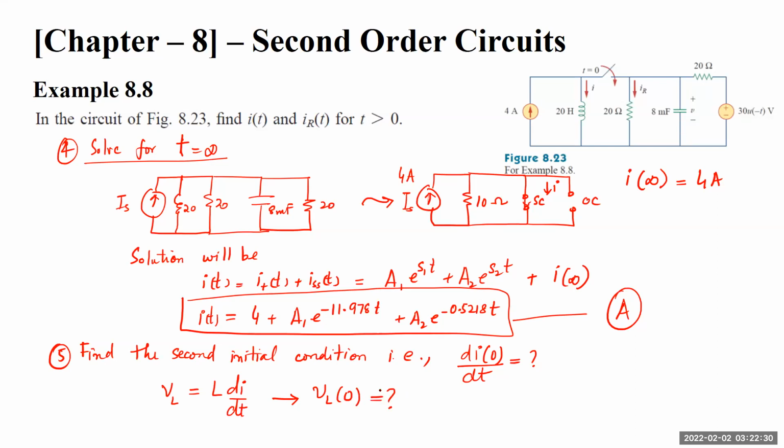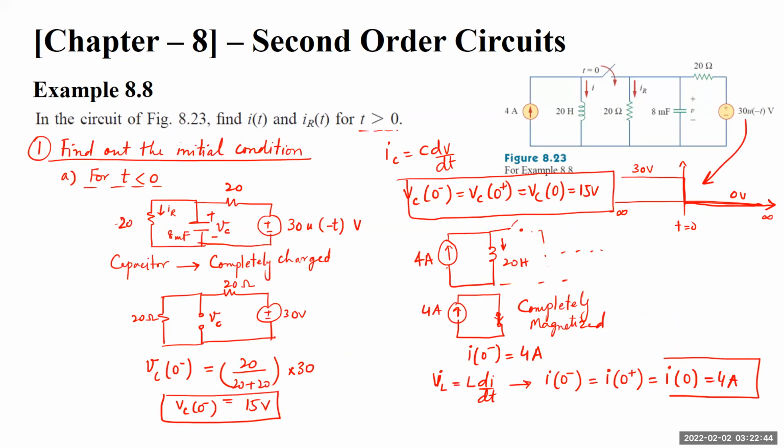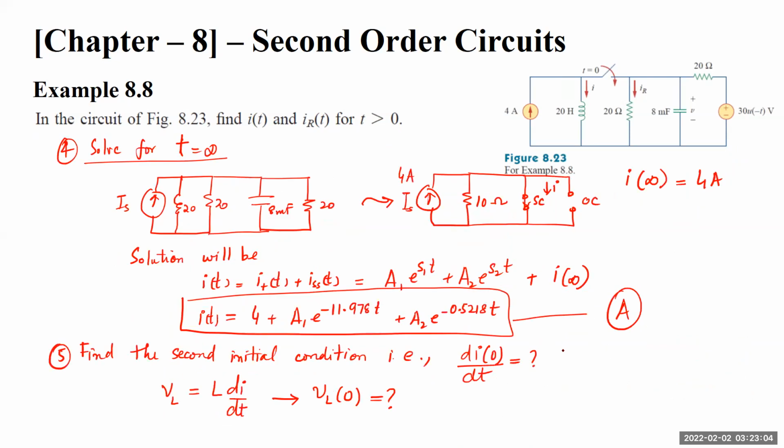So the voltage across the inductor at time t equals to 0, this is what we have to determine. So let's go back to the previous slide, or even one before that. So this is the initial case. We found out that the voltage appearing across this capacitor was 15 volts, and the current through this inductor was 4 amperes. These were our initial conditions. So what will happen? Let me draw it in.